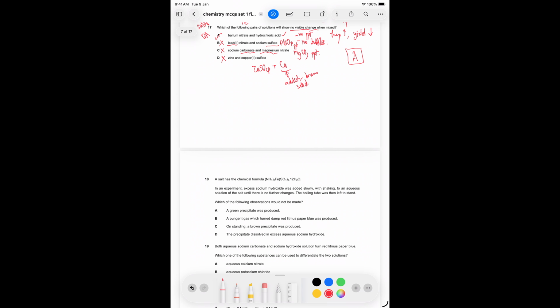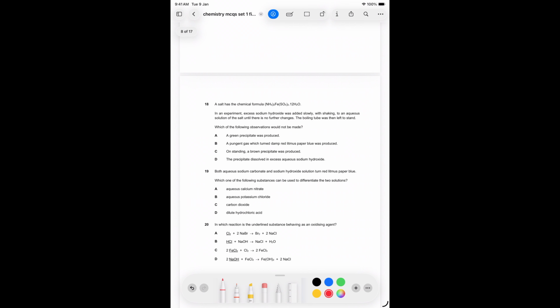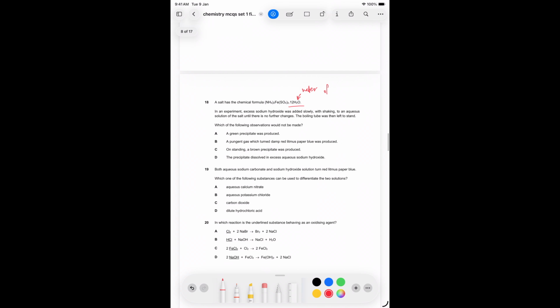Next one. Question 18. A source has the empirical formula of (NH4)2Fe(SO4)2·12H2O. So this is actually the water of crystallization. So basically, this compound or this crystal is hydrated, okay? Water of crystallization.